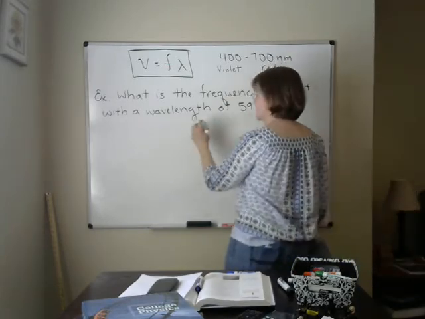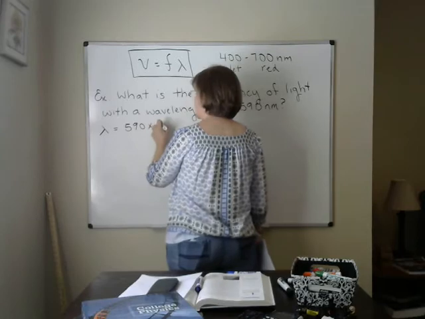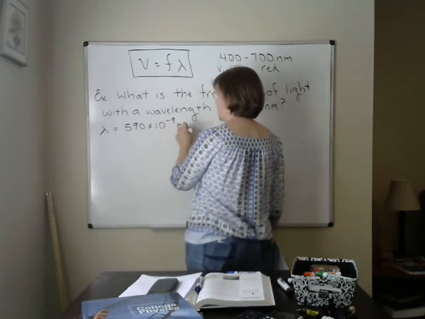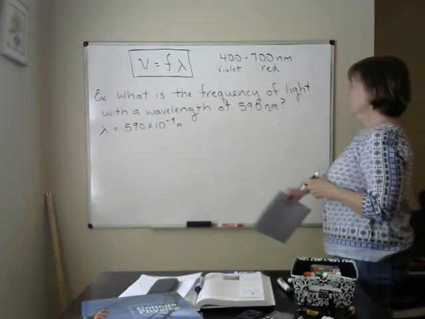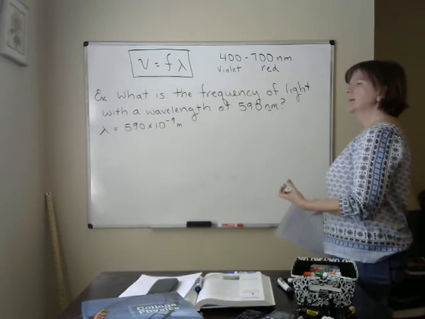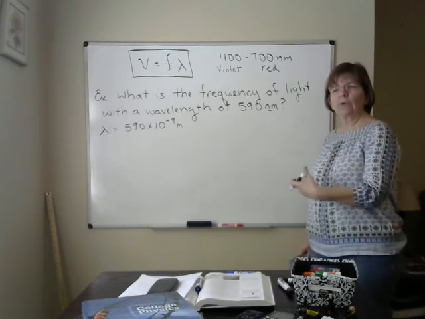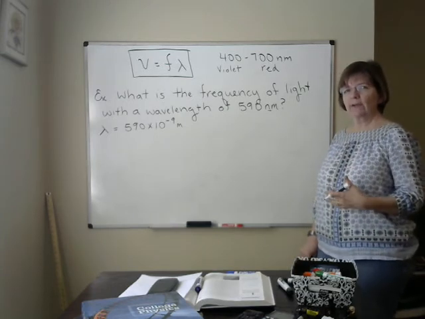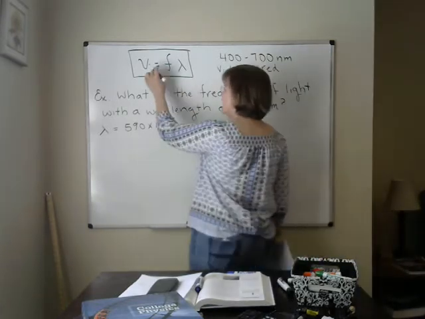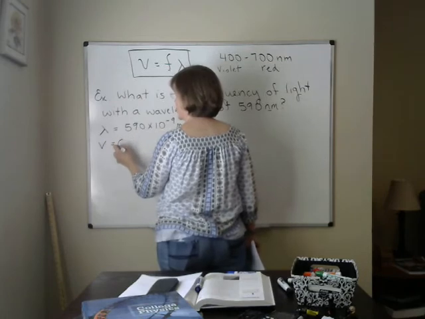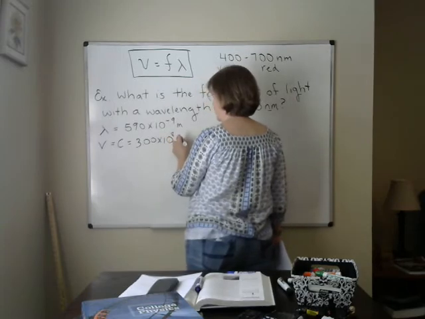590 nanometers is the same as saying 590 times 10 to the negative 9 meters. Nano just means negative 9. Okay, so we know the wavelength. The assumption in this problem, if they do not tell you that you're traveling in water or through quartz, is that you are traveling through air. And the speed of light in air, of course, is 3 times 10 to the 8th. So we know that v in this case is the same thing as c, 3.00 times 10 to the 8th meters per second.